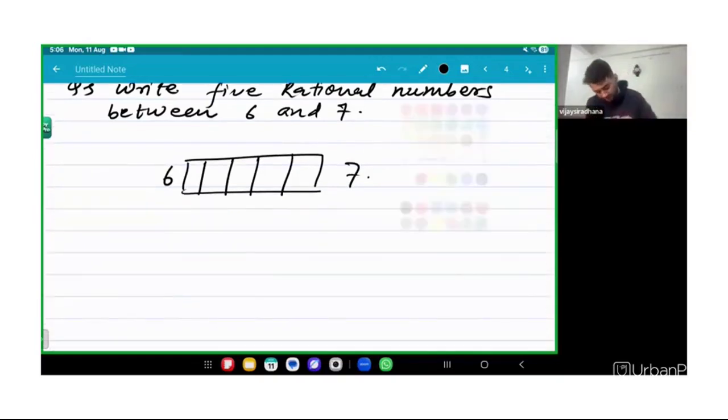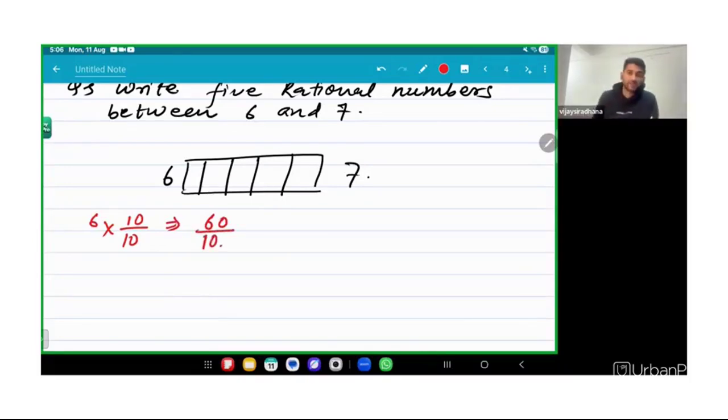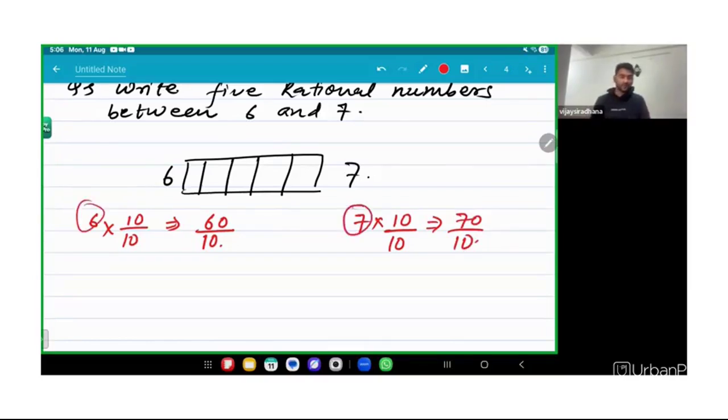Can you write 6 as 6? Now can you write this thing, multiply by 10, divide by 10? It is nothing but 6 only. So what will it be? Then it would be 60 by 10, right? And can you write 7 as, again, multiply and divide by 10, which is 70 by 10. They are all the same. This is nothing but 6 only. This is nothing but 7 only, right?